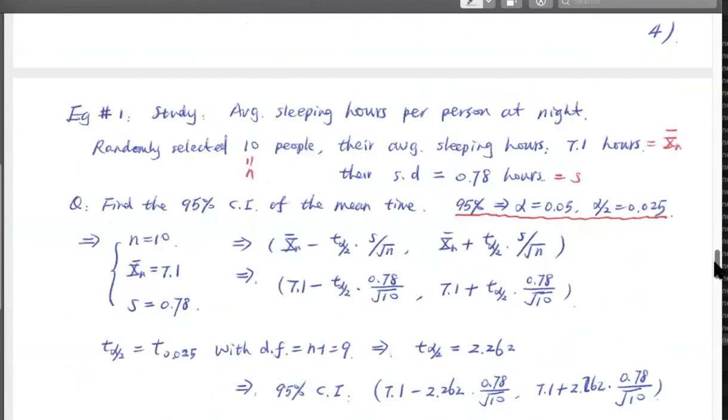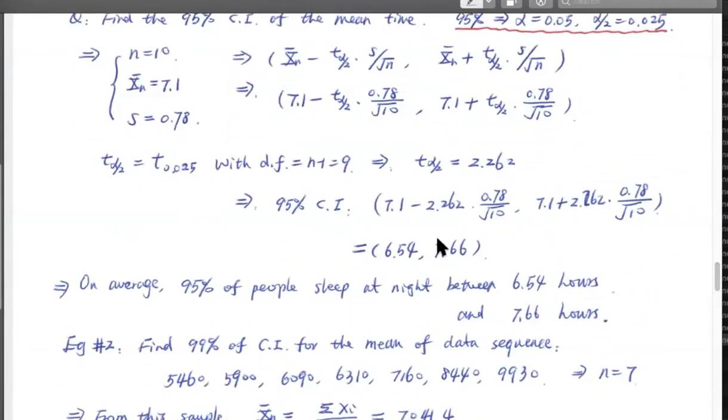If those 10 people are a good representation of overall the people we are trying to study, that means 95% of the time, or you can say 95% of people, average sleeping hours are between 6.54 to 7.66 hours, right? Usually my sleeping hours are somewhere around 7 hours and 20 minutes, which is in this range. Anyway, that's our first example. Any questions?